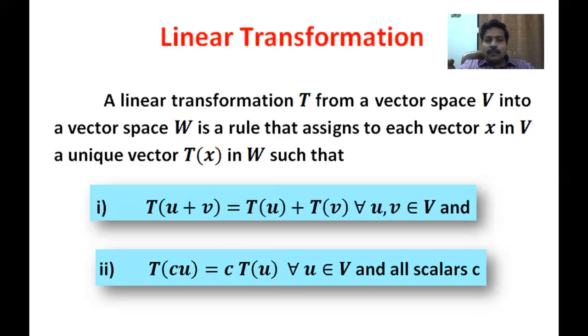Here we have to observe that U and V are elements of V. We are calling elements as vectors. So U and V are vectors of V, and T of U and T of V are vectors of W, the second vector space. So these will be T of U and T of V and T of U plus V, T of cU. All these elements will be in W. So this is the definition of linear transformation.